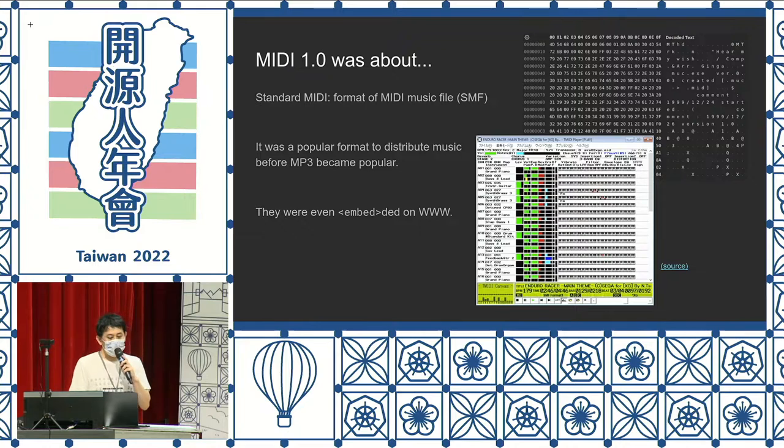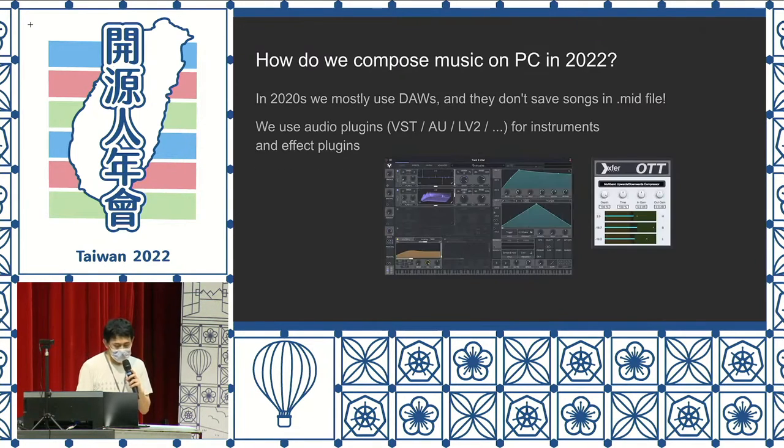Lastly, MIDI 1 was about the Standard MIDI File format, which used to be a popular way to distribute music before MP3 became popular. And those MIDI files could even be embedded on web pages. If you opened a web page, it suddenly started playing some weird music, that was due to the embed tag on the web page. So that was kind of the old story.